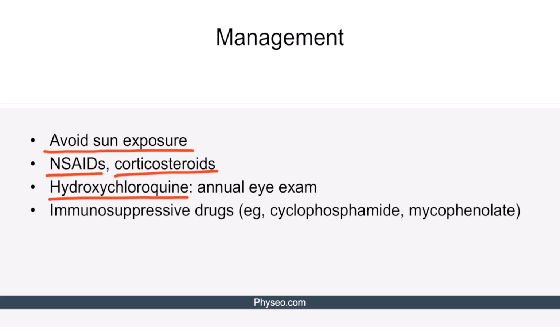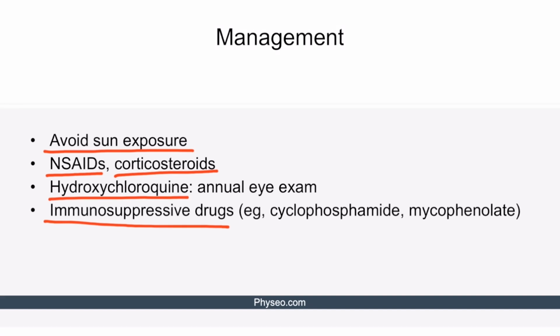If the patient presents with severe symptoms or major organ involvement like glomerulonephritis, immunosuppressive drugs can be used, such as cyclophosphamide or mycophenolate. Drugs like hydroxychloroquine and cyclophosphamide take some time to exert effect, which is why the initial administration of corticosteroids helps during the acute flare.